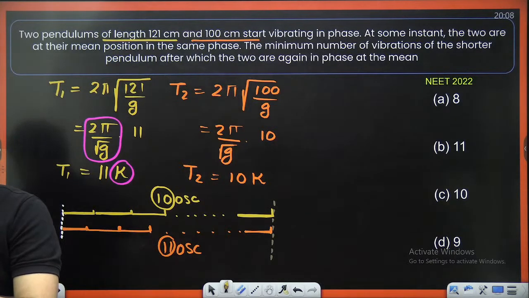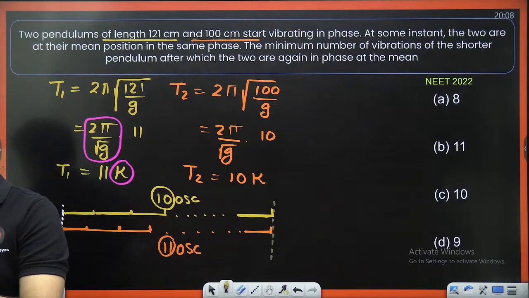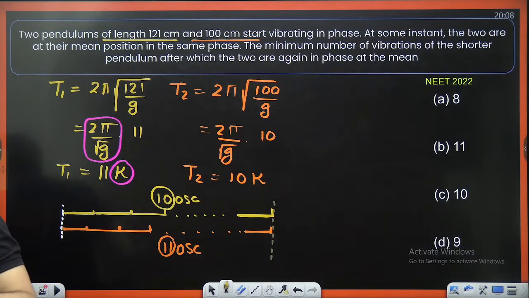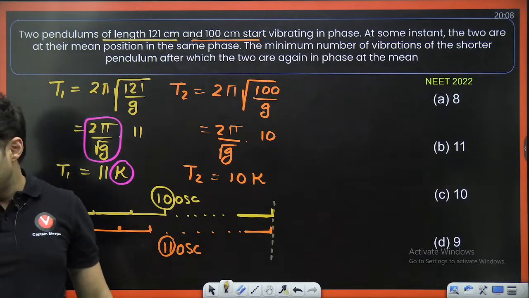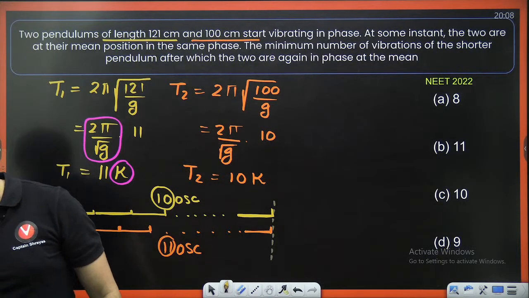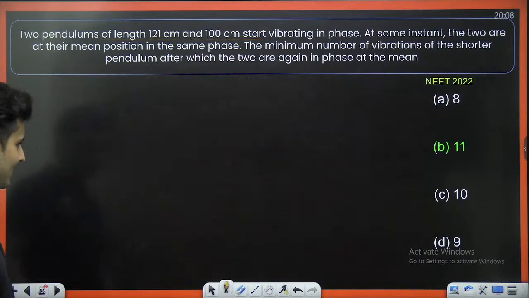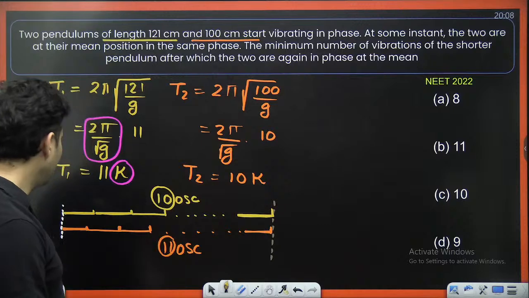Understood, my dear warriors? Clear? Very good. Yes, perfect, Sarath. Awesome. Option B. So this has come in NEET 2022.